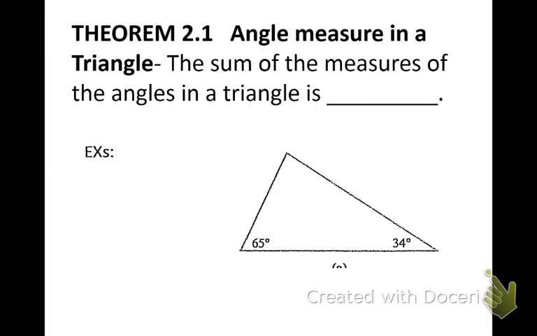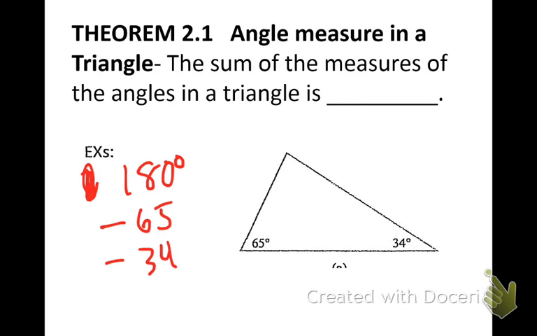Okay, so in this problem, what would the missing angle be in this example? Yes? What'd you say? 81. Yes, it's 81, because you would take 180, the sum of the angles of a triangle, 180 minus 65 minus 34, and you're going to get 81 degrees. So that would be 81.